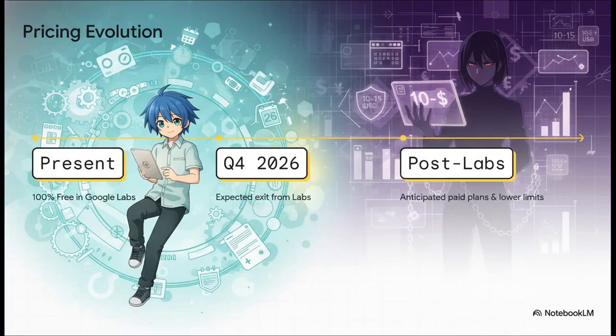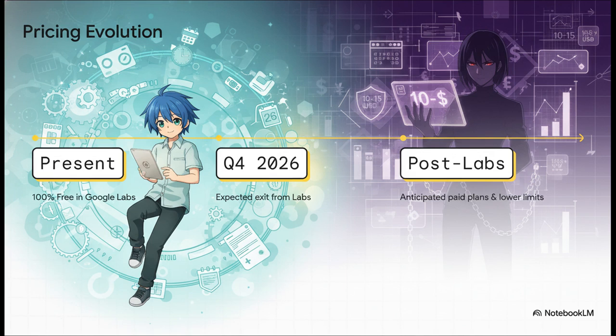But you know how these things go. This totally free window is not going to last forever. We expect Stitch to exit the experimental Google Labs phase around Q4 of 2026. And when it does, paid plans will almost certainly roll out. We're anticipating aggressive pricing, probably around $10 to $15 a month to undercut Figma, and those massive free generation limits, yeah, they will almost certainly shrink. So what that means for you is that right now is absolutely the optimal time to jump in and take advantage of the platform.